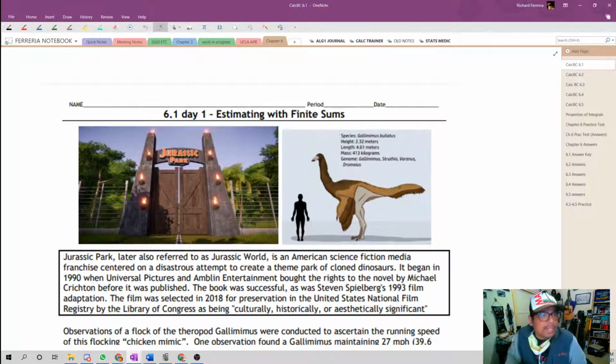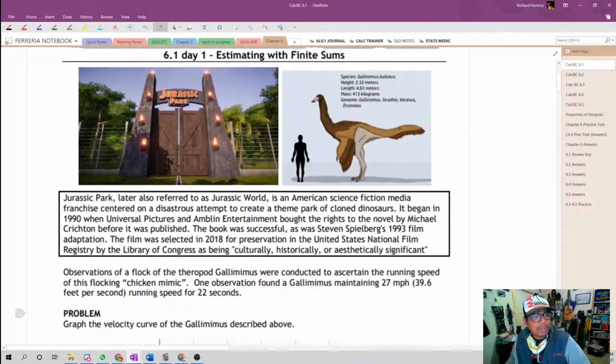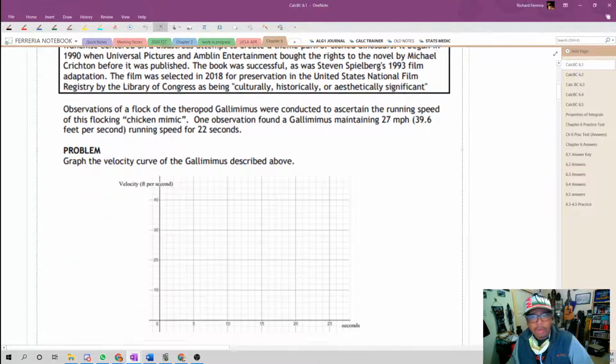Okay, today's theme, or this chapter's theme, is going to be dinosaurs and Jurassic Park. So Jurassic Park, also referred to as Jurassic World, is an American science fiction media, and etc., etc. Let's just go down to where we're going to do some work.